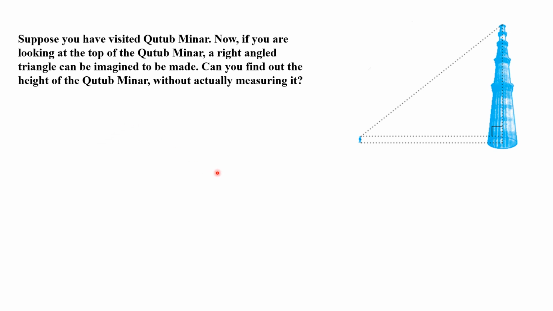Suppose you have visited Qutub Minar. So this is a Qutub Minar. You went there in a summer break to visit Qutub Minar. Now, if you are looking at the top of the Qutub Minar, you can see a right angle triangle will be formed. Okay, so you are standing over here and when you see the top of the Qutub Minar, from here you can imagine there is a right angle triangle formed.